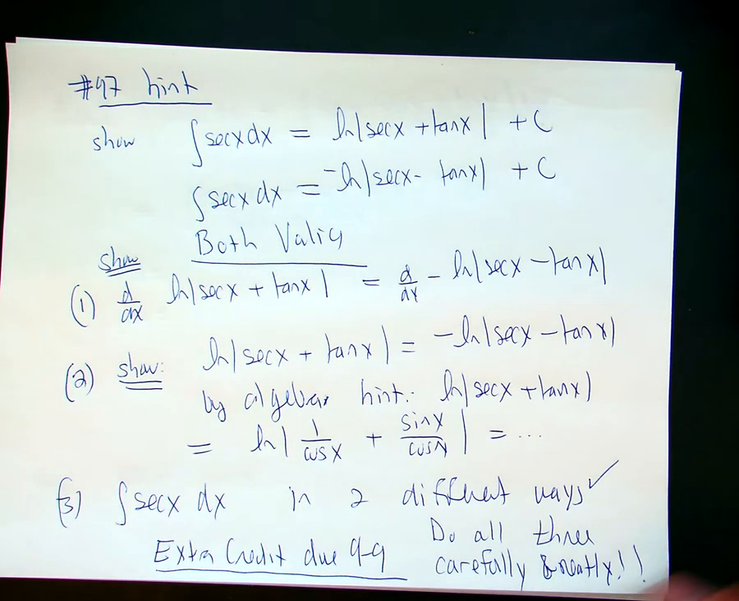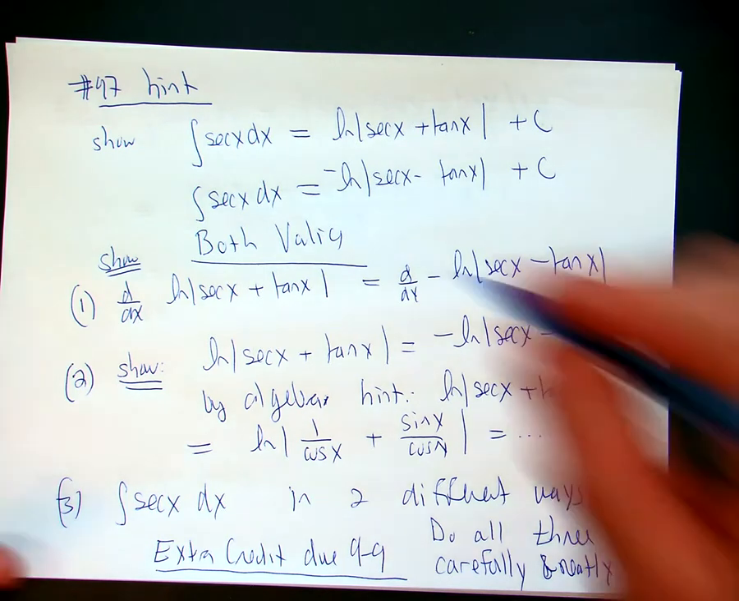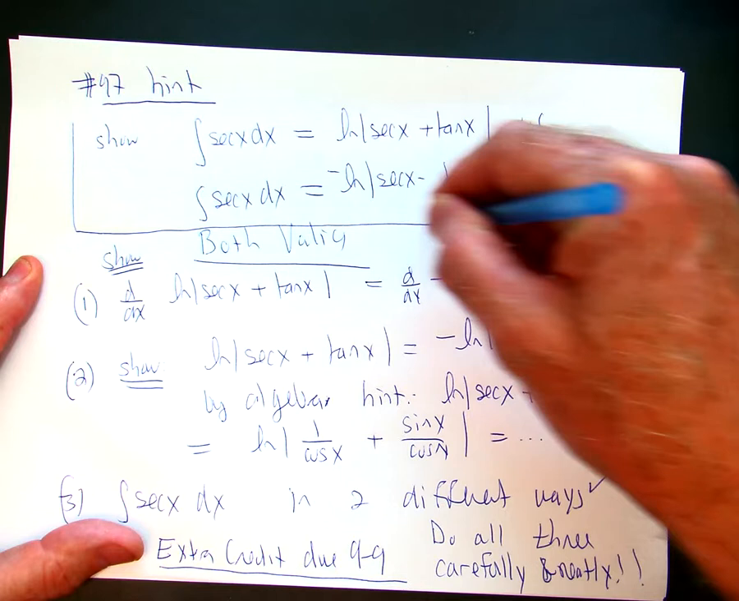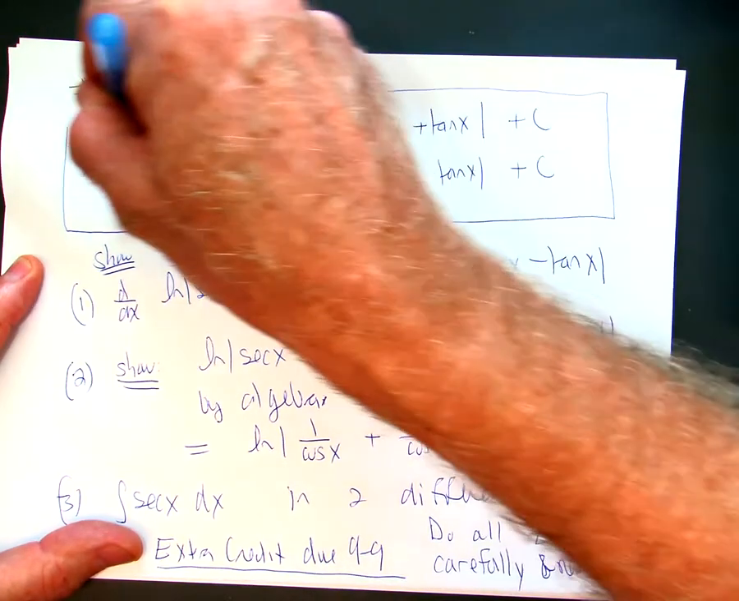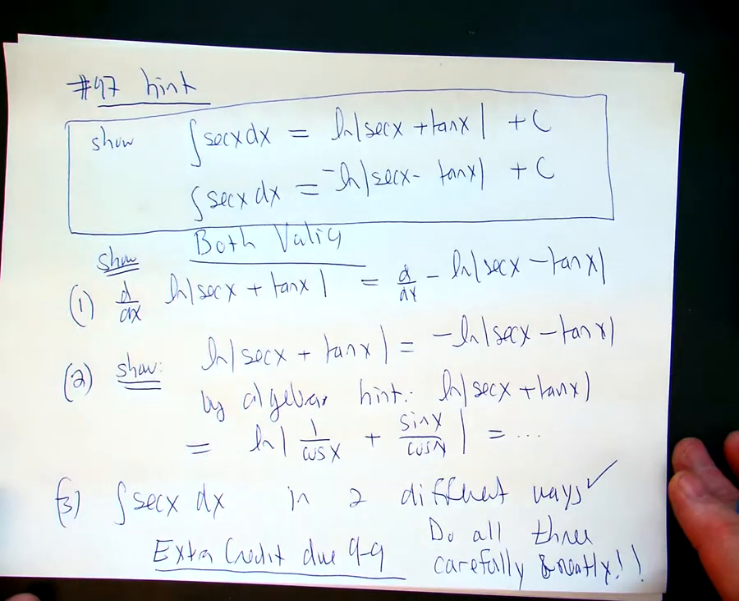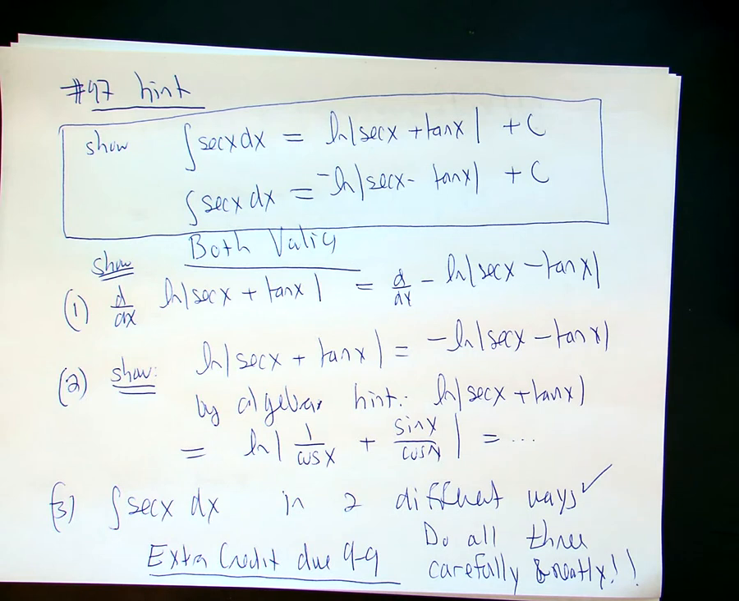Hello. I'm going to give you a hint on number 97. It's a hard problem. Number 97 asks you to show that both of these formulas are valid. Now, there's a bunch of different ways to do it.